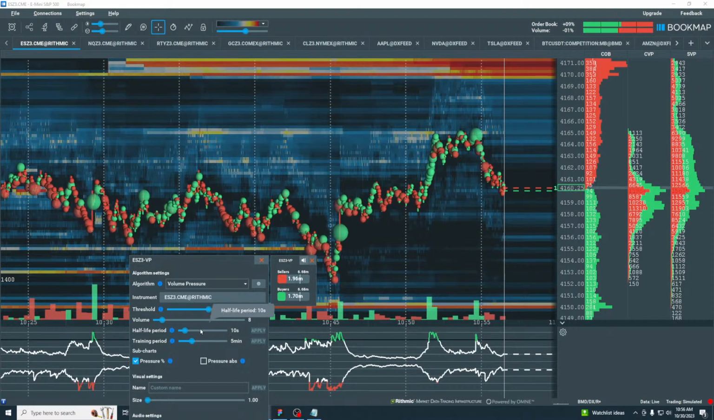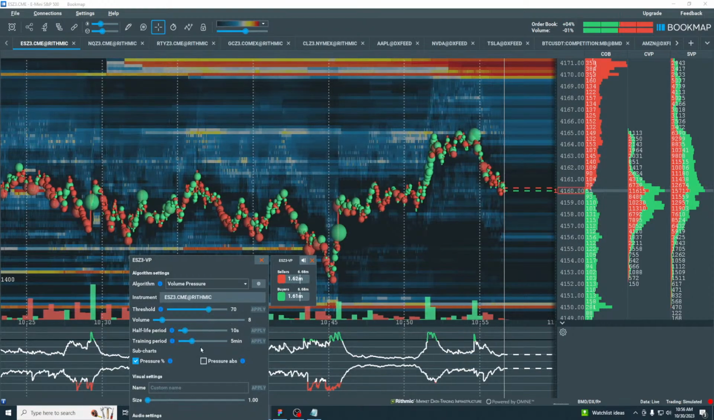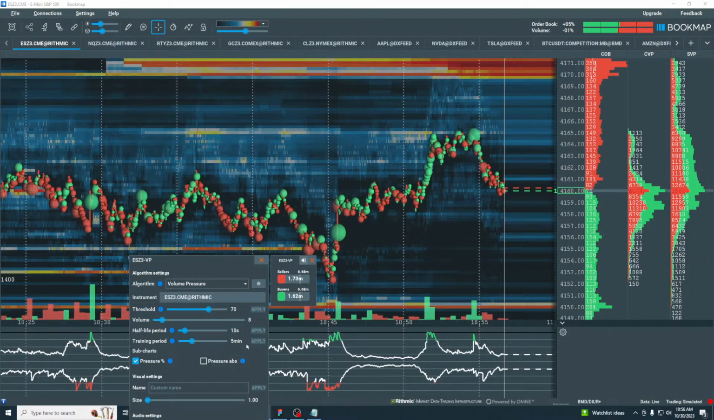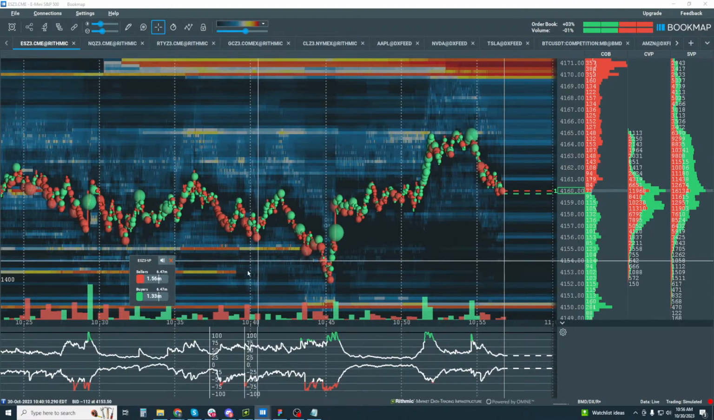Okay, so this is kind of what keeps it from expanding too much. And you can play around with these settings and find out what works for you. I do like the default settings here, works pretty well for me. You can also show it in the subchart here. Everything looks good here, so now we'll close it.